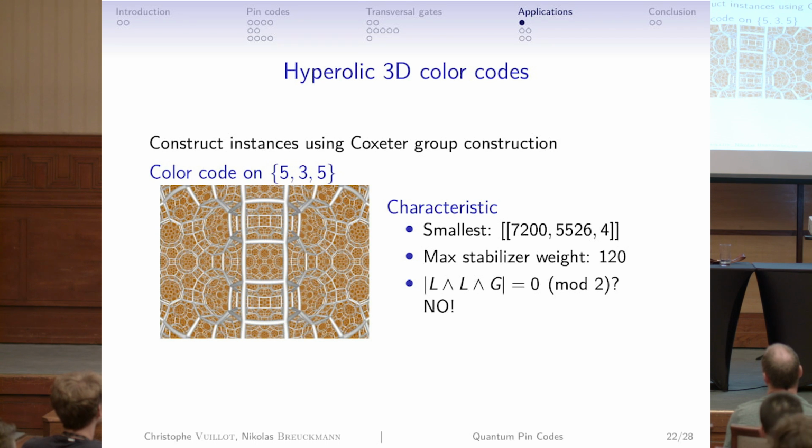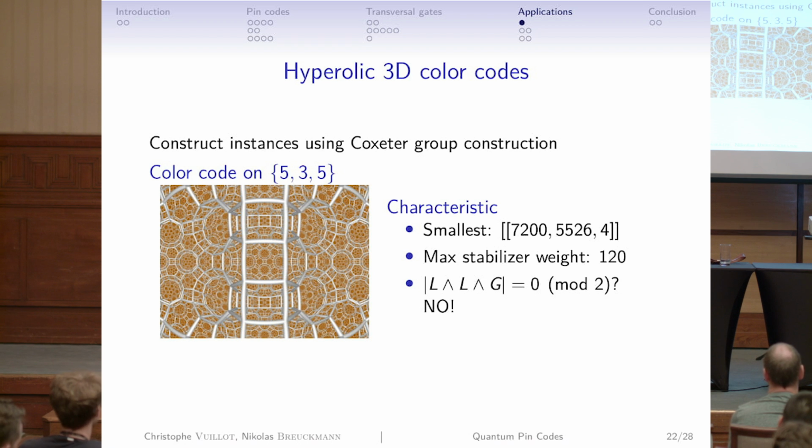Okay, so now let's look at some actual examples. So these things can live in real life, or at least in computers. As a first step, we've built hyperbolic 3D color codes using this Coxeter group construction. For example, we've looked at the {5,3,5} lattice, which looks like this when you put a color code on it, and then you have to do some tricks to put it into a finite size. We could, for example, find a code such as this one, with about 7,000 physical qubits, 5,000 logical qubits and distance 4. So the rate is pretty impressive, not so much the distance.